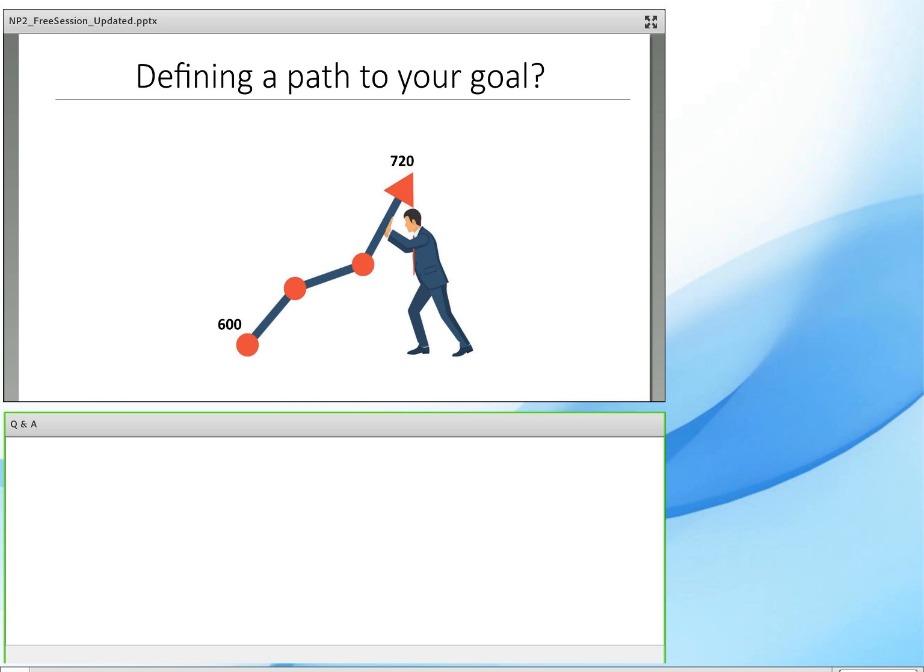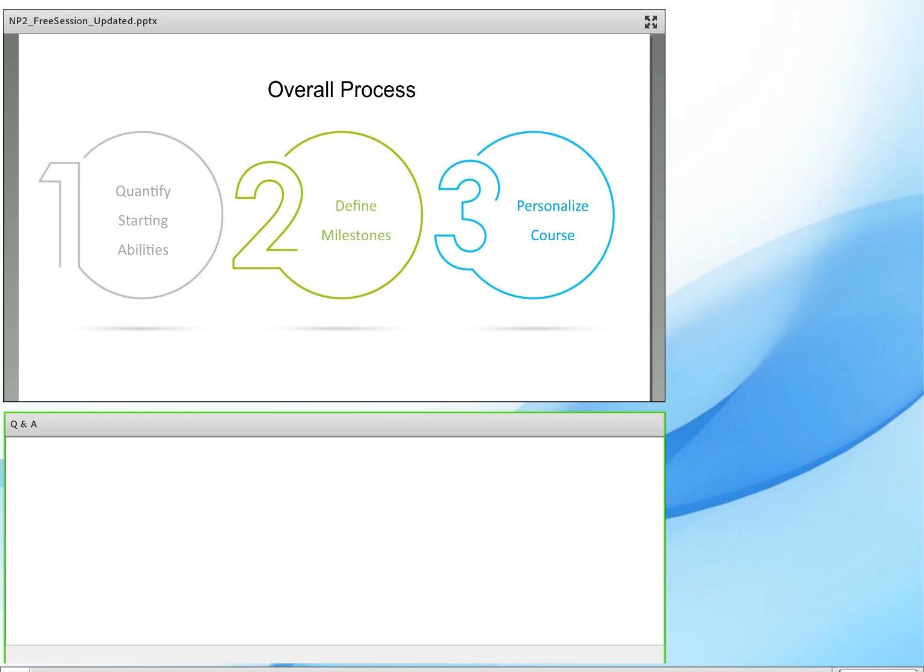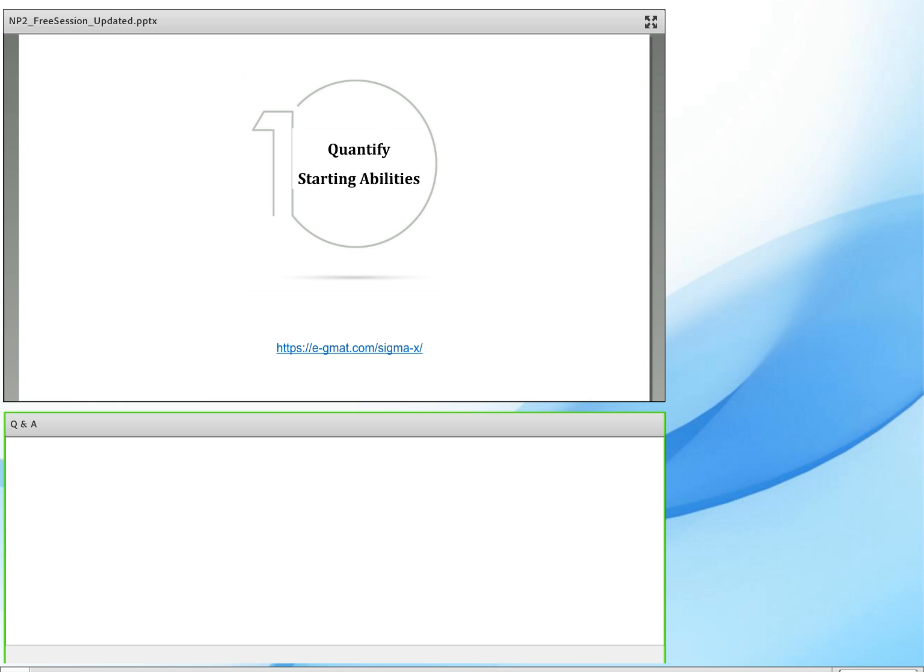The first thing that you need to do is create that personalized study plan. Now, to do that, you need to define what your starting abilities are. Then you need to define to what extent you need to improve those abilities to get to that 720 score. And then the third thing that you need to define is, once you know your starting abilities and the extent that you need to improve your scores, which portions of the course do you need to focus on to do that?